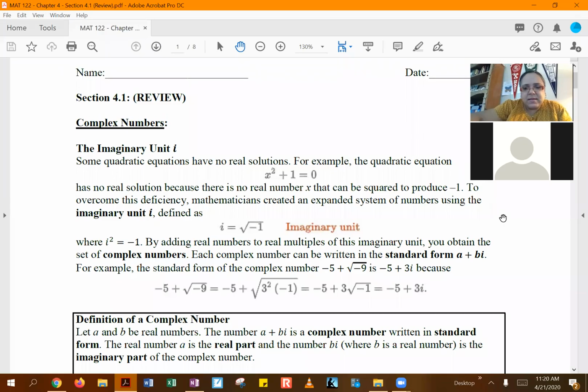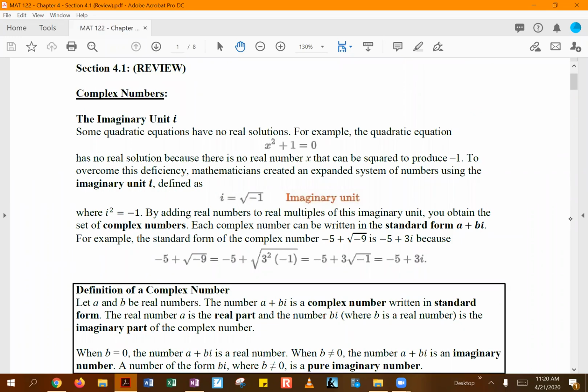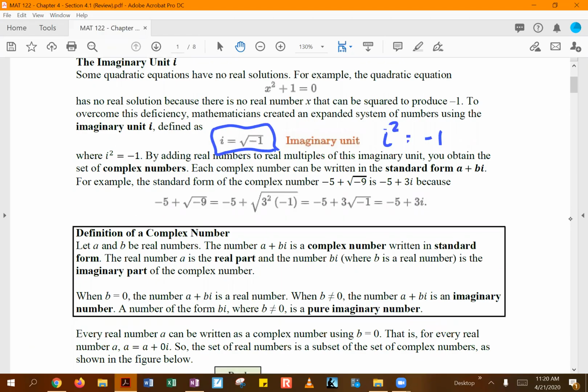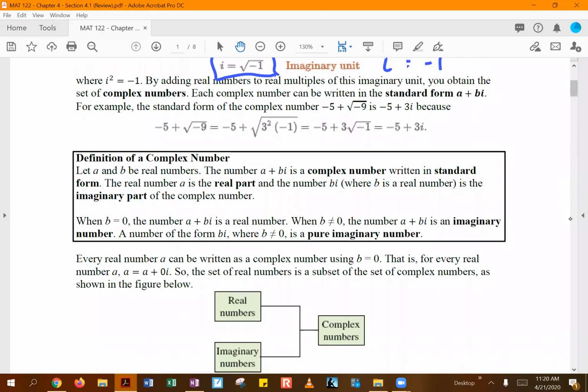So let me pull up our handout over here. Okay, so if you guys can see this. Basically this would be the definition to remember for i. And then of course, if we take a square on both sides, then you end up getting i squared equals negative 1.